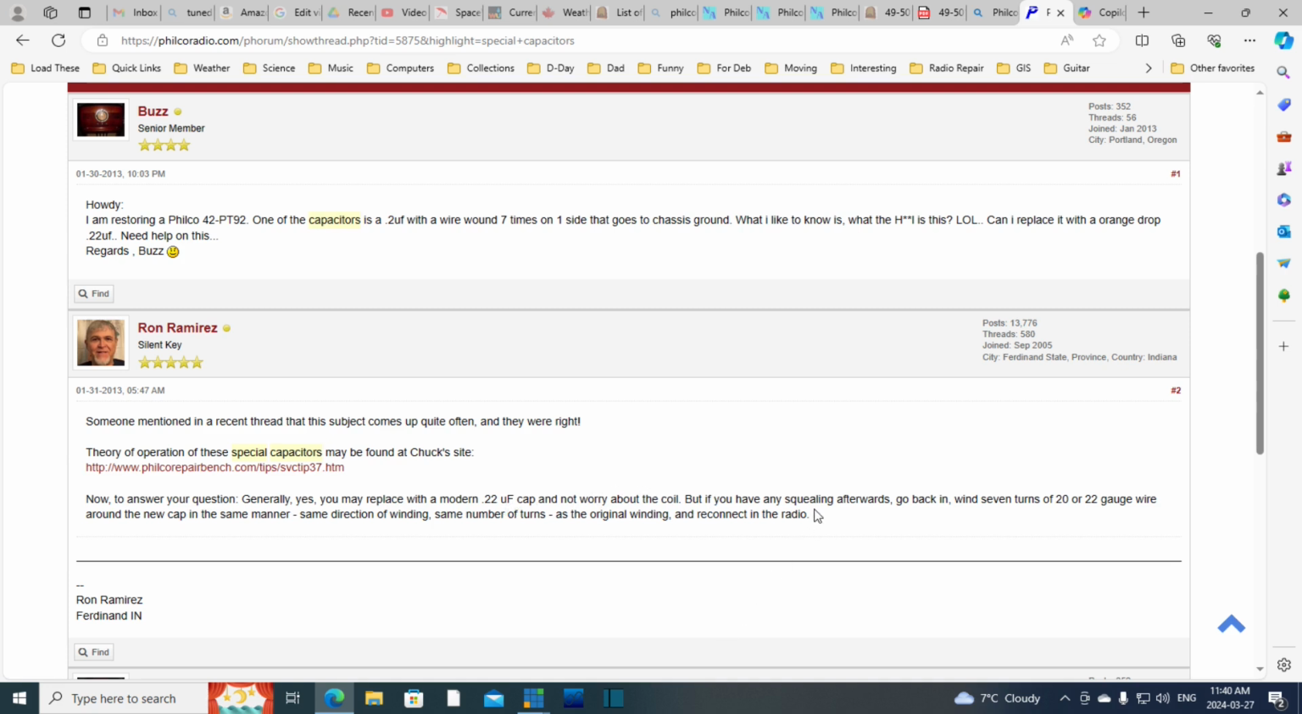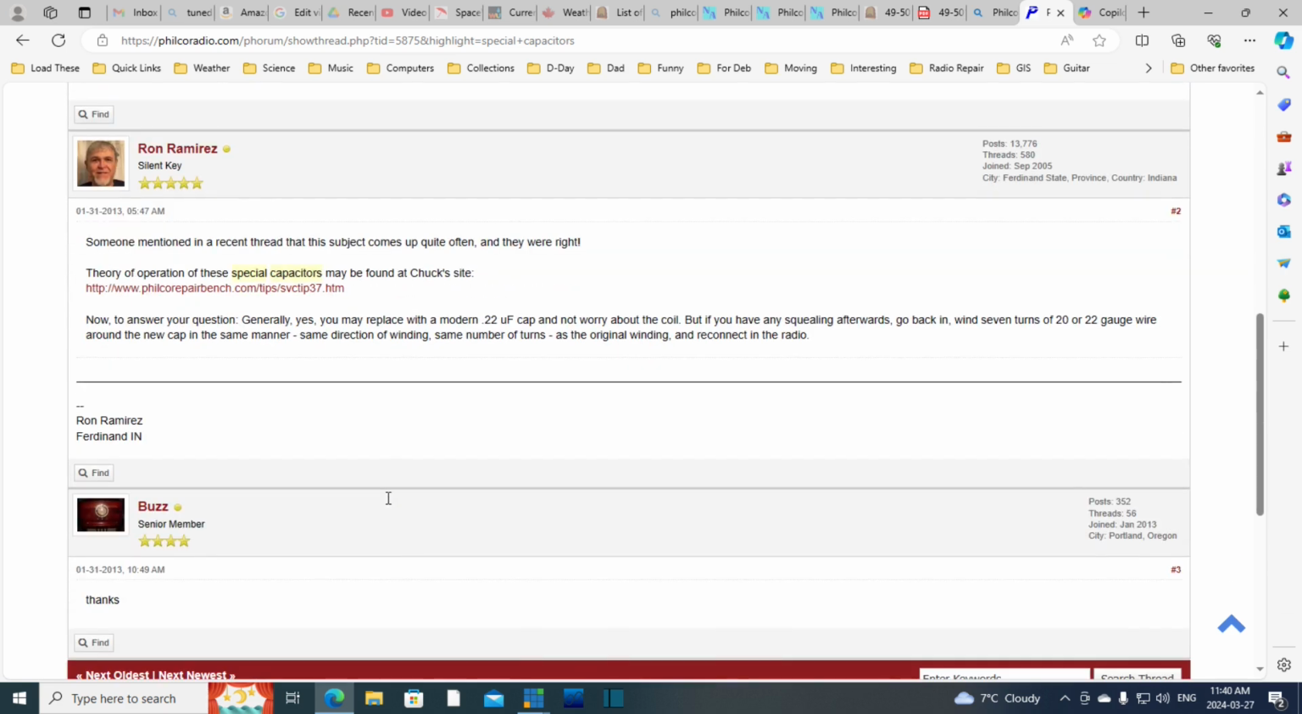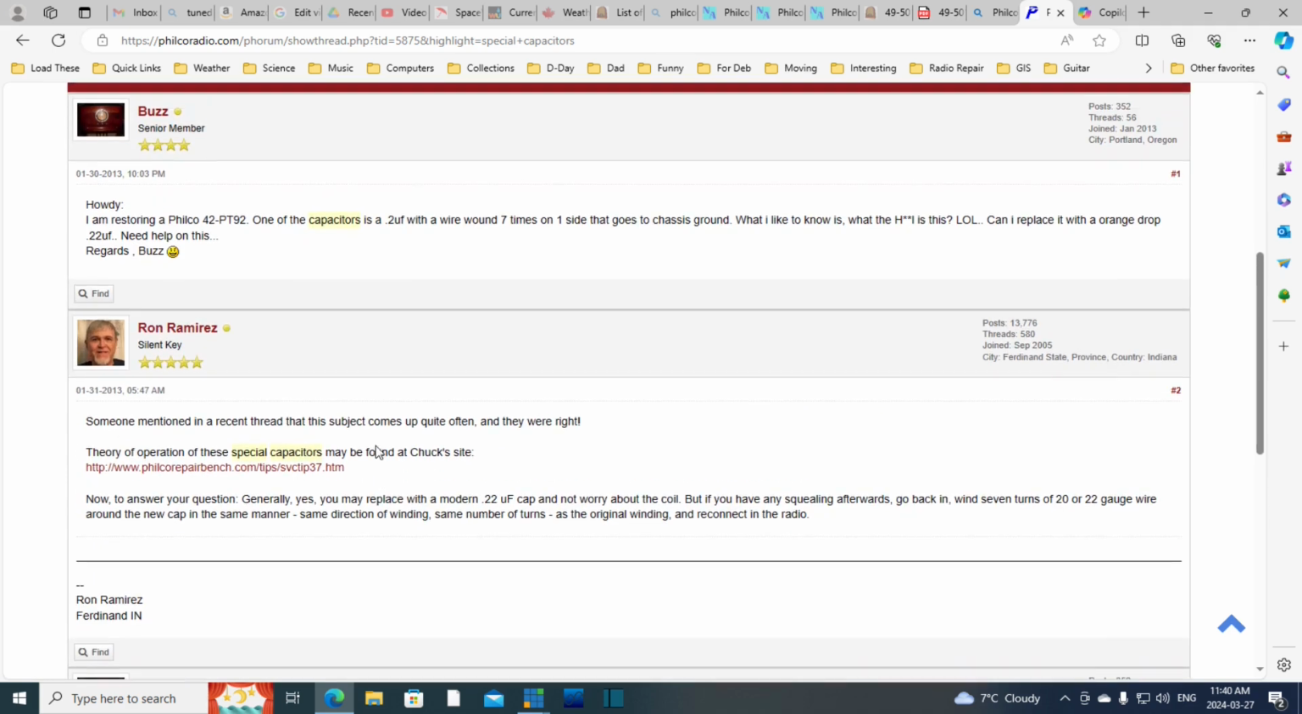But if you have any squealing afterwards, go back in, wind 7 turns of 20 or 22 gauge wire around the new capacitor in the same manner, same direction of winding, same number of turns, as the original winding, and reconnect the radio. So here he's saying rebuild that capacitor. It's only 7 turns. Okay, so that's a little thing I didn't know: how many turns of wire and what size wire to use.